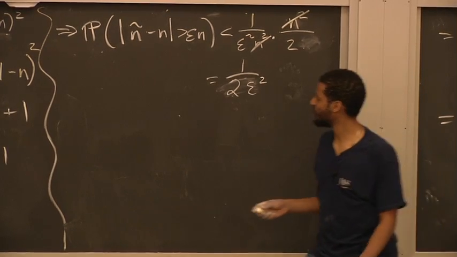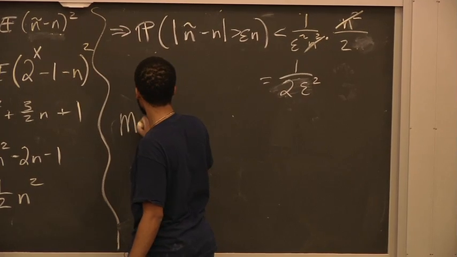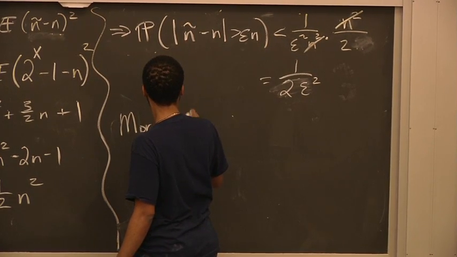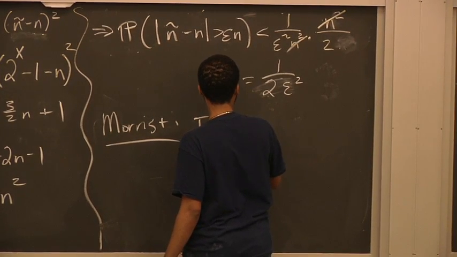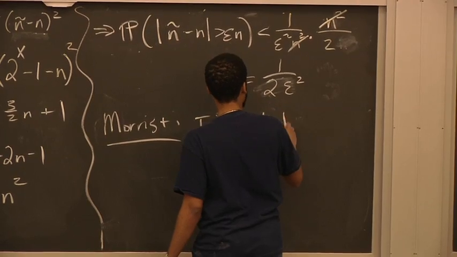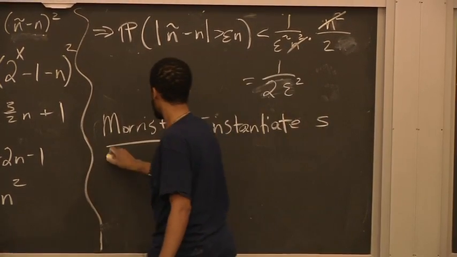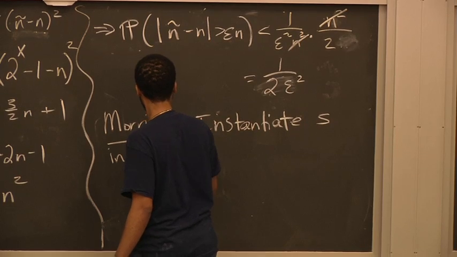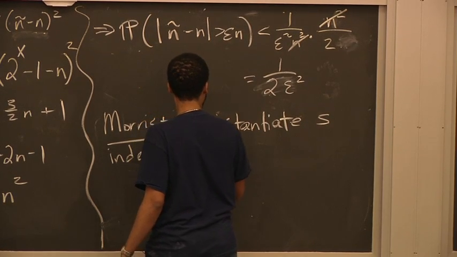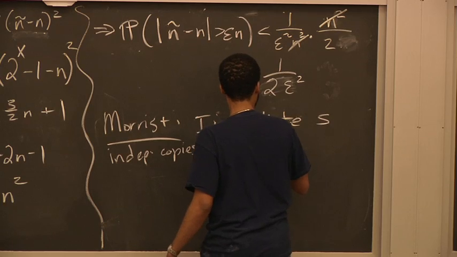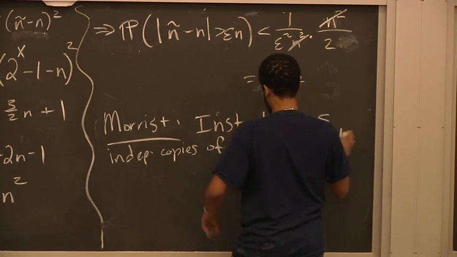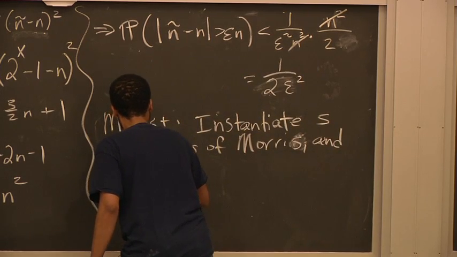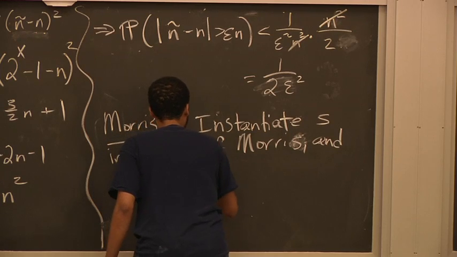Yeah, I'll run. So here's what I'll do. I'll say Morris plus is: instantiate s independent copies of Morris and average their outputs.